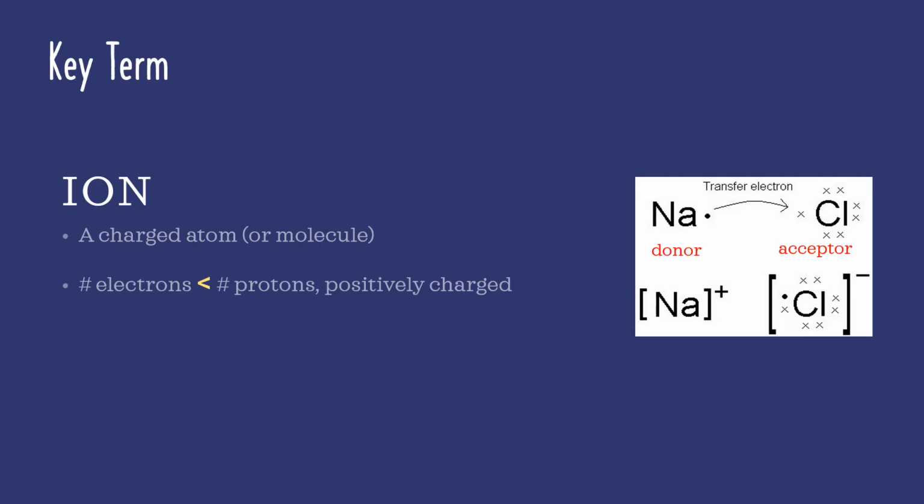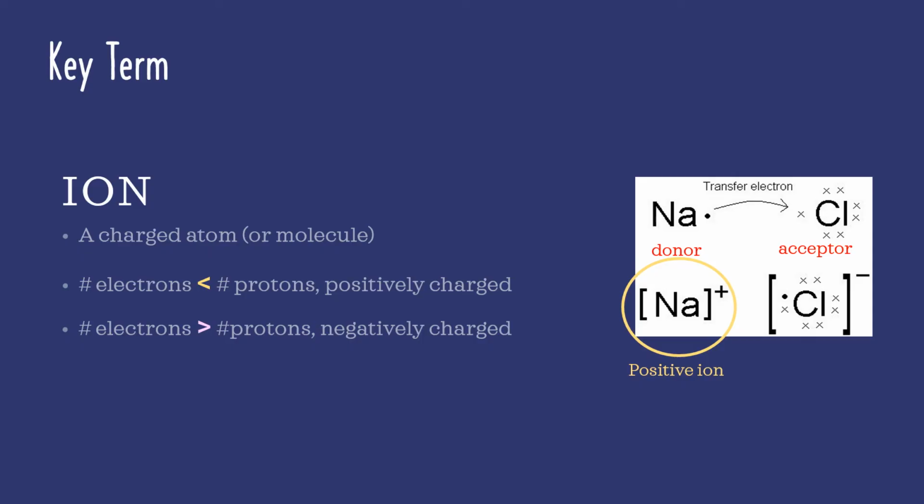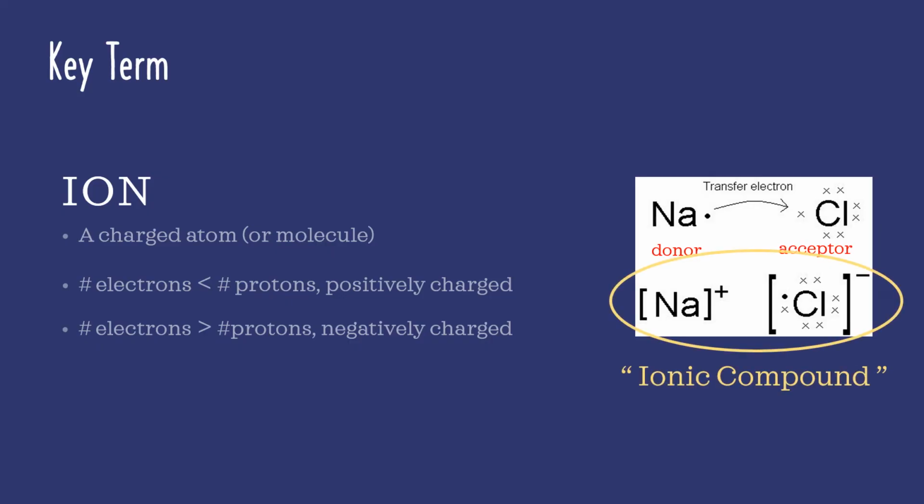Ions are atoms that no longer have even numbers of electrons and protons. In this example, the donor became positively charged because it lost an electron, while the acceptor became negatively charged because it got an extra electron. This interaction simultaneously created two ions, one positive, the other negative. These opposite charges are attracted to each other, and when these ions connect, the resulting structure is called an ionic compound. Sodium chloride is an ionic compound in which the positively charged sodium ion connects to the negatively charged chlorine ion.